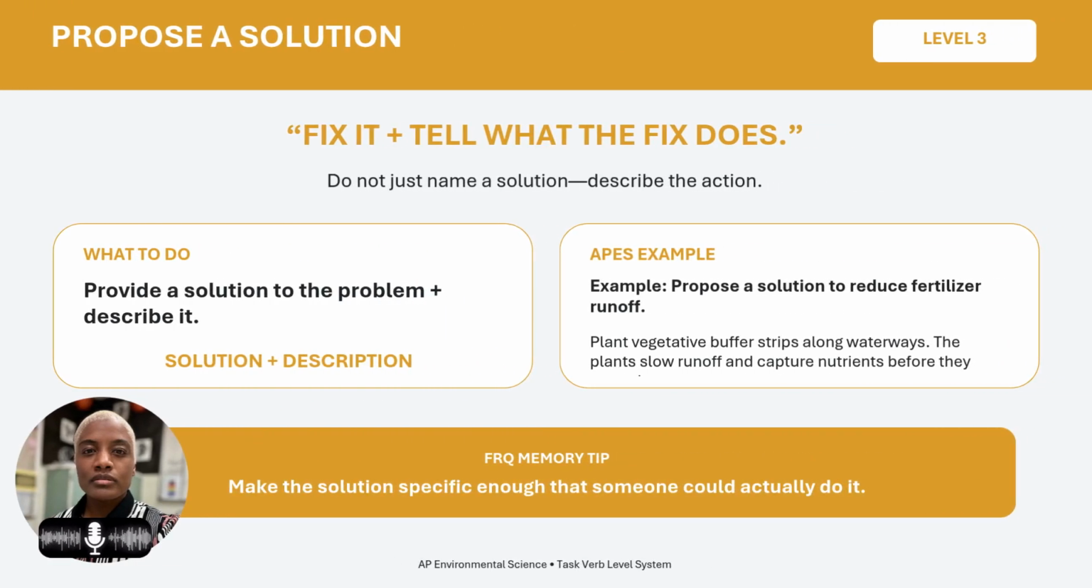All right, so here we go. Next one is propose a solution. Now, I really want you to lean in on this one. This is the most missed verb on the AP exam across the US. Okay.